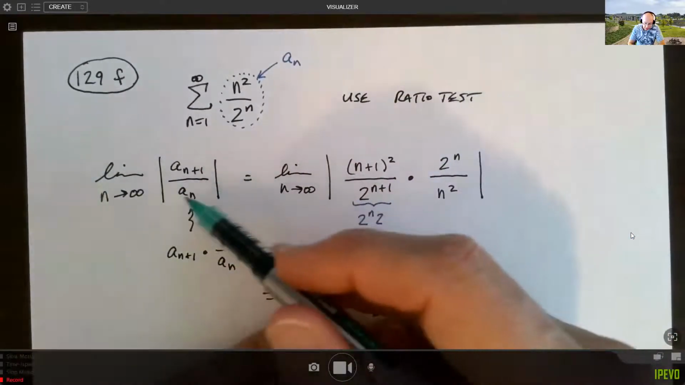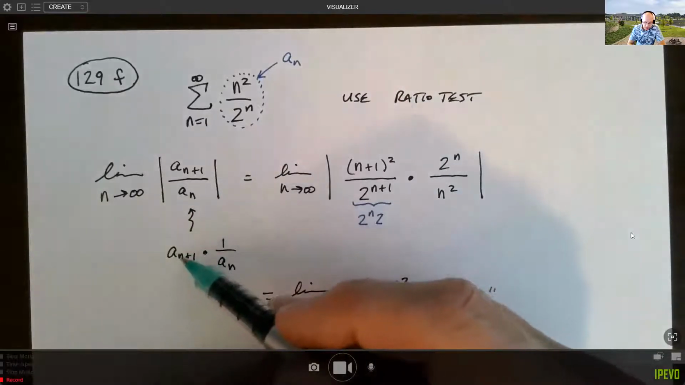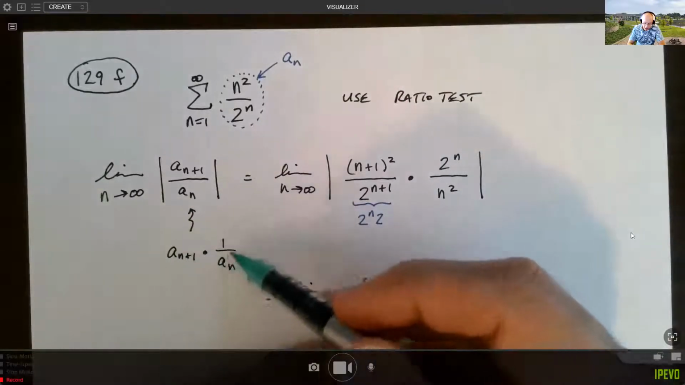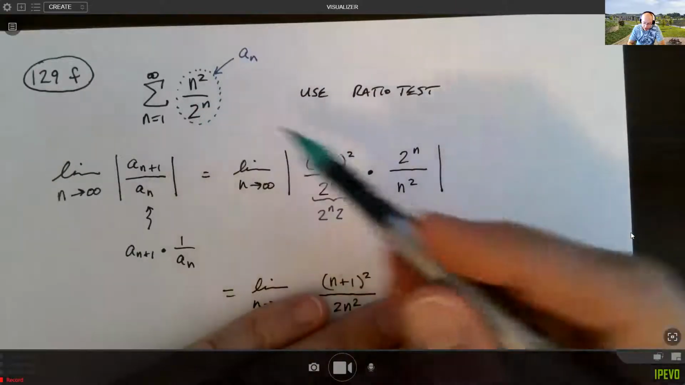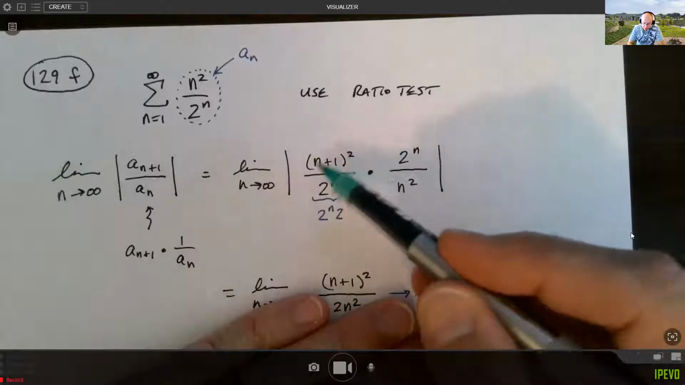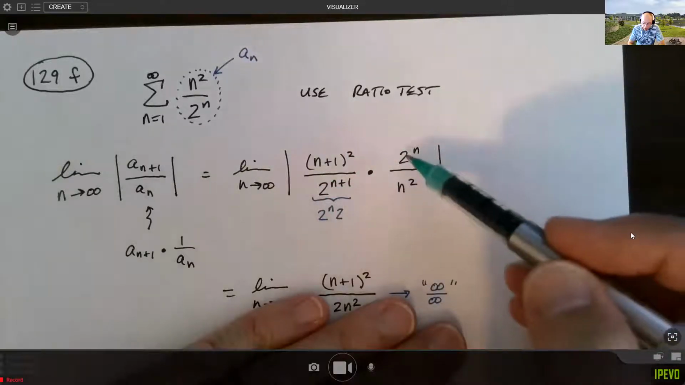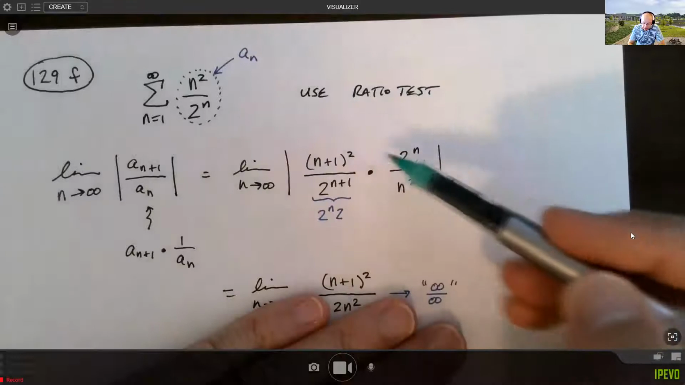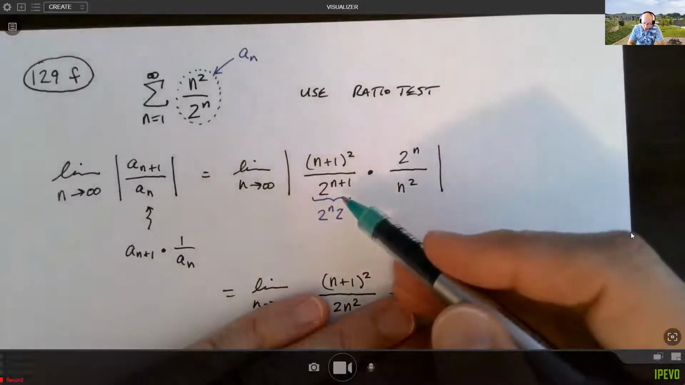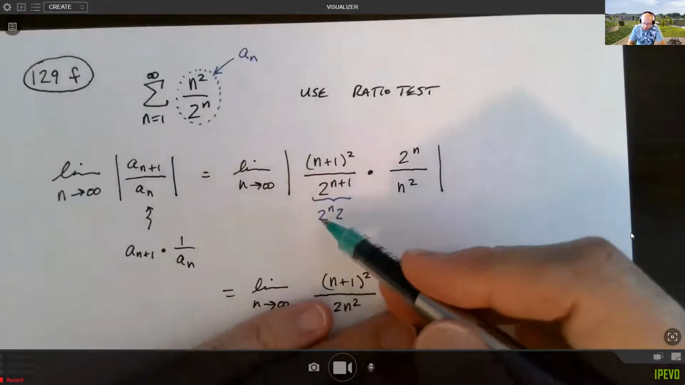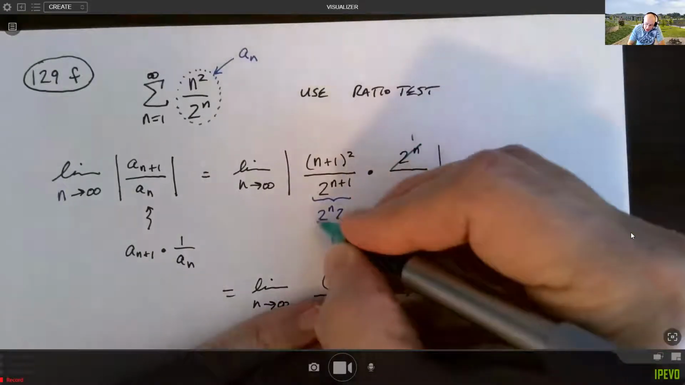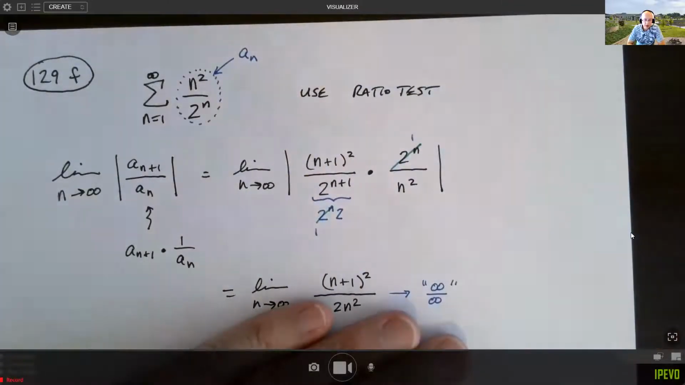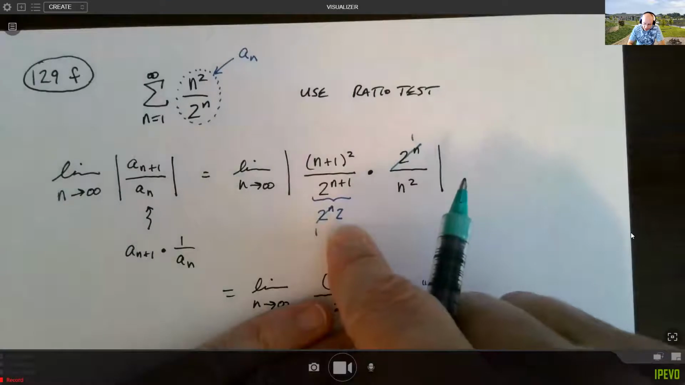Remember, a sub n plus 1 divided by a sub n, I can think of as a sub n plus 1 times the reciprocal of a sub n, so that's the way I'm going to think about it. A sub n plus 1, just replace n with n plus 1, gives me this expression. And then here's 1 over a sub n, the reciprocal of a sub n. Recall that 2 to the n plus 1 is 2 to the n times 2. And so this 2 to the n here and this 2 to the n, I can divide numerator and denominator by 2 to the n. And we're just left with this 2 over here. So let's clean this up then.